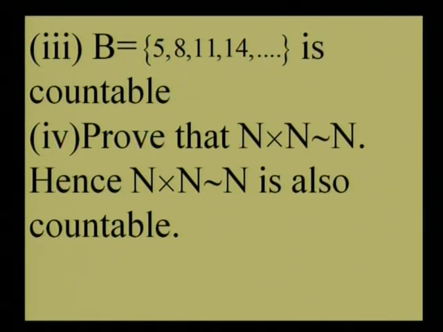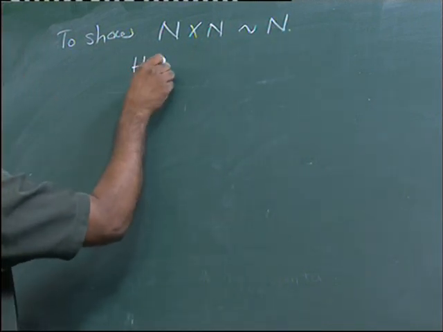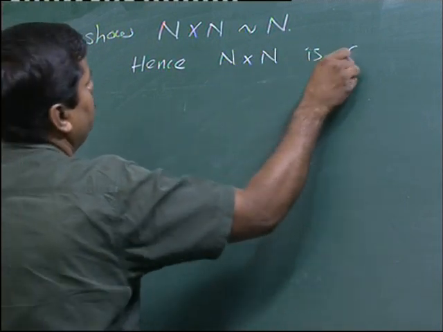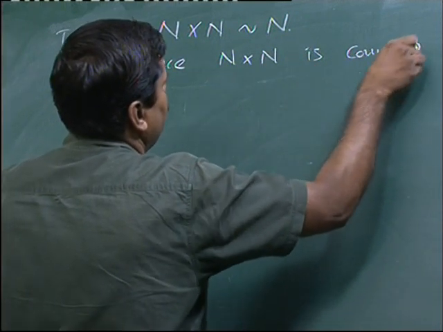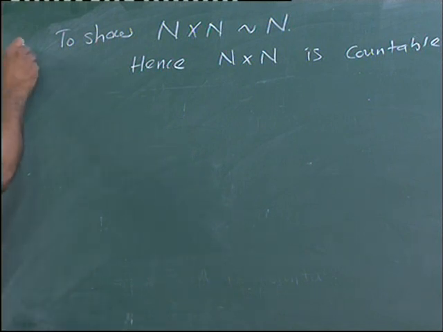So, let us prove this in detail. Our aim is to show n cross n is equivalent to n, and hence because of this equivalence n cross n is countable. You can have so many examples of countable sets, but I am taking some 2 or 3 nice interesting examples. So, you can have an idea how one can prove different types of problems.